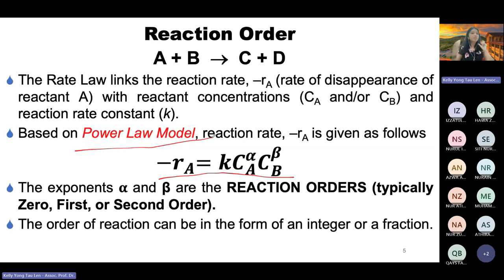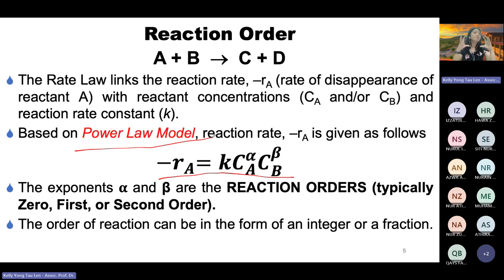Okay, so again, I must remind you that this minus RA, the rate law or the power law model, is very specific to the reaction. So meaning if you change your reactant, or it is a different type of reaction, even though you may produce the same product, but you use different raw material, or sometimes you use the same raw material, you produce different product due to different mechanism, it is of a different rate law. So rate law ni dia macam IC kepada tindak balas. Setiap tindak balas, dia ada specific rate law dia yang we have to find out or we have to determine.